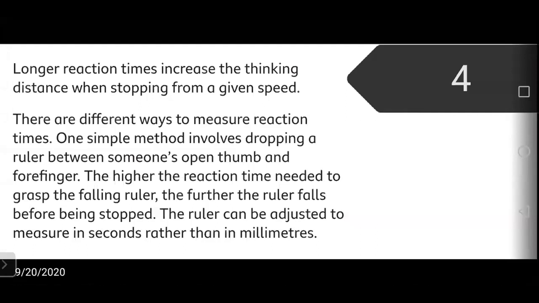There are different ways to measure reaction time. One simple method involves dropping a ruler between someone's open thumb and forefinger. The longer the reaction time needed to grab the falling ruler, the further the ruler falls before being stopped. The ruler can be adjusted to measure in seconds rather than millimeters. This is just an example if you want to measure your reaction time.